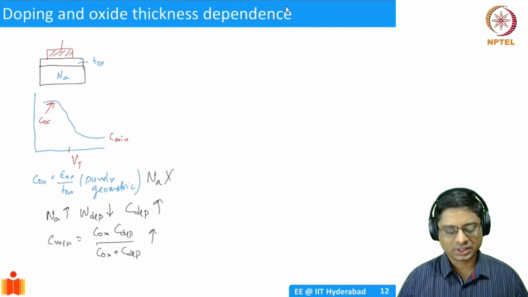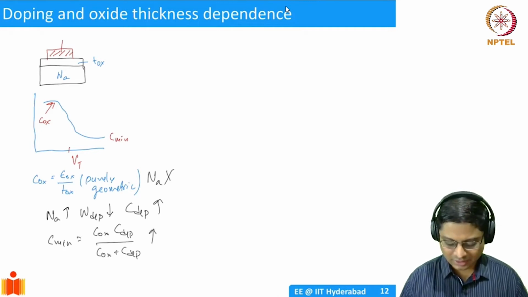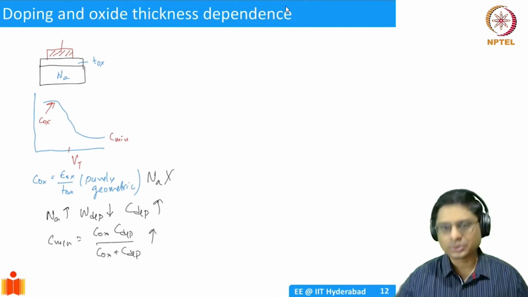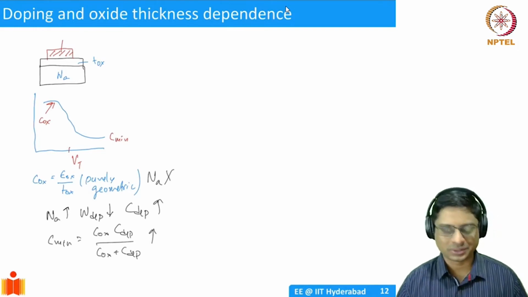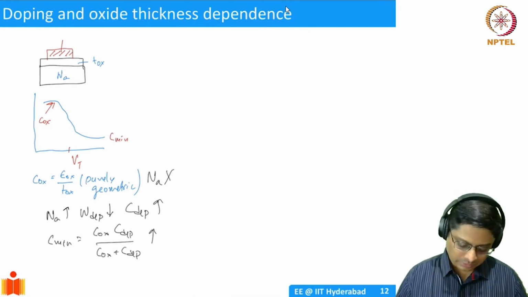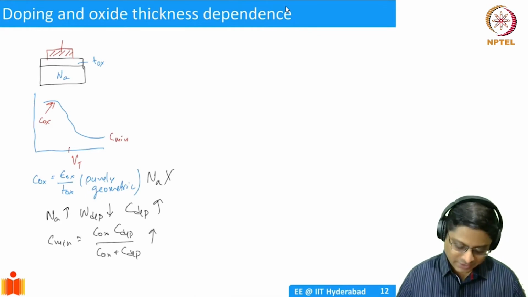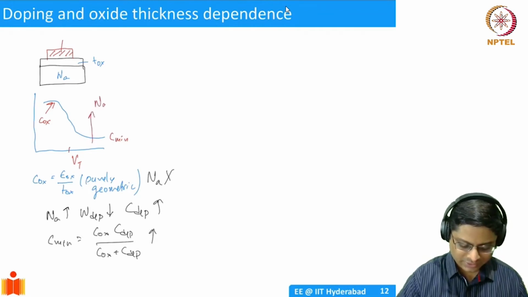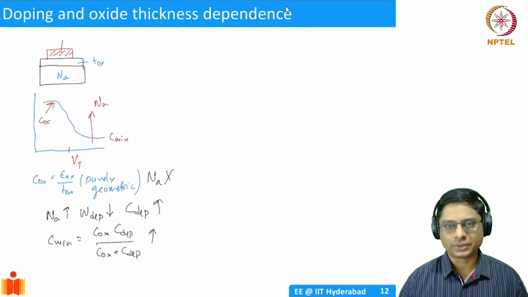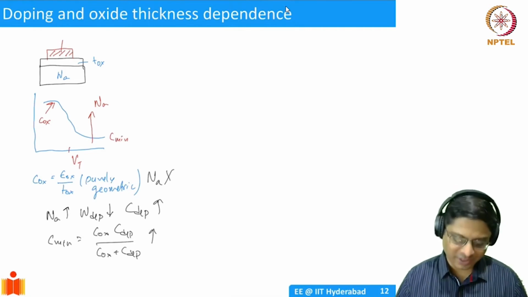Because you see, when you have sort of a sum, it will be close to the smallest number, always. If the ratio is large, then it will be almost equal to the lowest number. So what happens when Na increases? Well, it turns out that it increases in this fashion. Cmin increases. This is one thing that we will expect as Na increases.